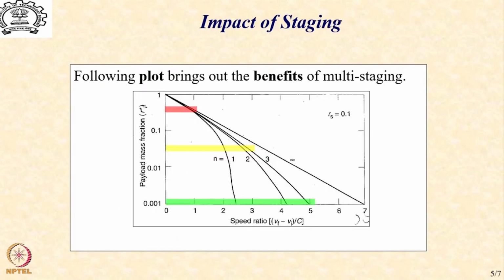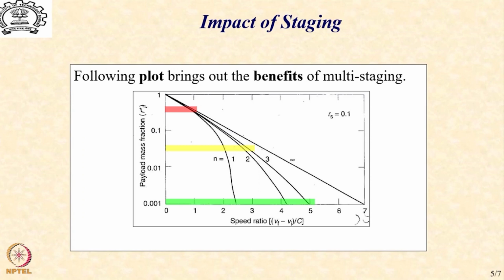So let us look at a picture. This picture shows a generic scenario that we are likely to get when we start increasing the number of stages. The scenario is created in terms of the two important parameters of the rocket performance, that is the payload mass fraction and the speed ratio, that is amount of speed which is increased as a ratio of the exhaust velocity. The capital C is the exhaust velocity, which is typically of the order of about 3 kilometers per second for most common fuels employed.